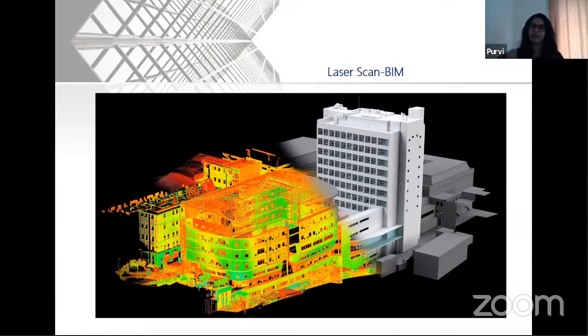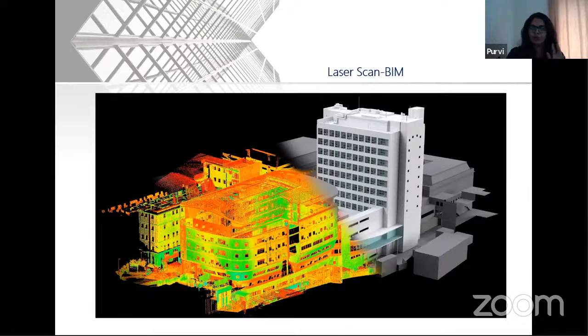So that's where the laser scan comes into play. There is data stored online for all the sites, and the laser scan, through drones, will scan the whole building. It'll pick up all the coordinates, all the points, and all those points are converted and put into the Revit modeling.